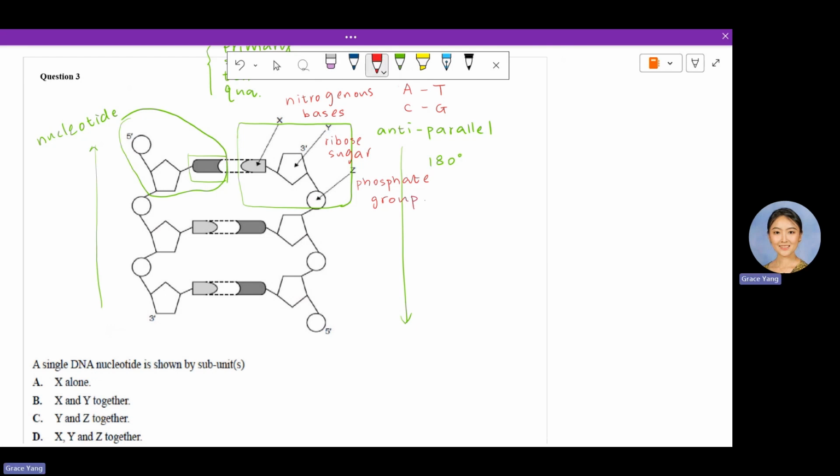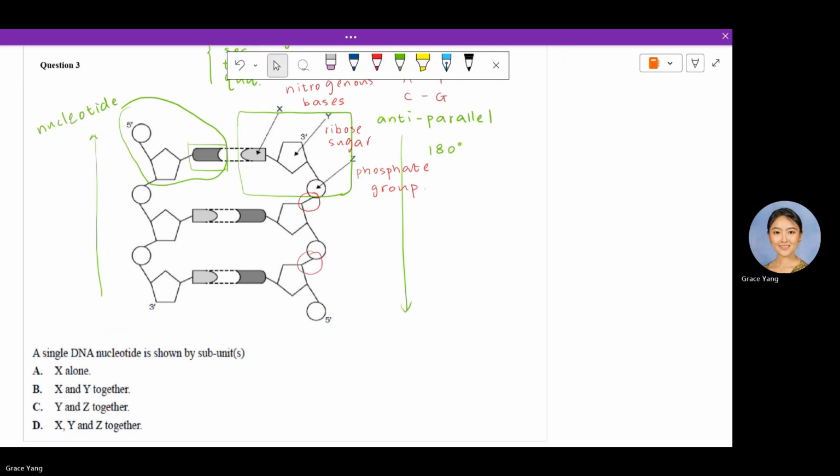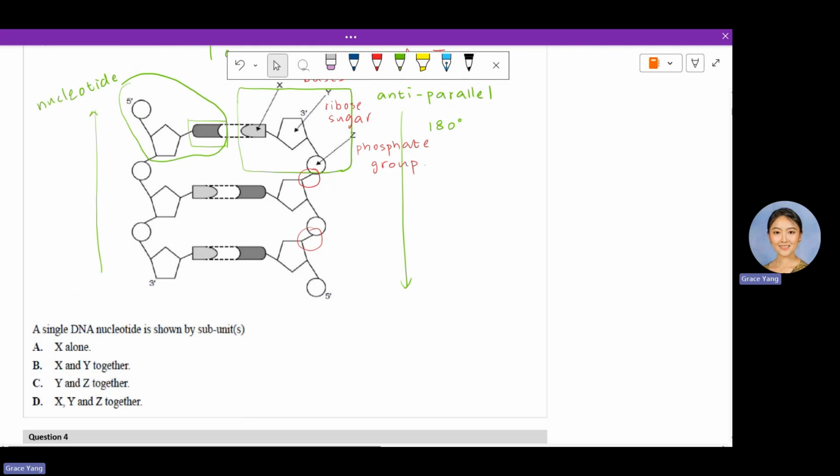Okay, and this bond between the phosphate group of the nucleotide on the top and the ribose sugar on the nucleotide in the middle here is also a good clue that we have labeled it right, because that is where the two nucleotides on the same chain will be linked, and they form the phospho-sugar backbone. Okay, so the question is, what is a single nucleotide made of? Well, it has to be X, Y, and Z, because those are the three components of any nucleotide.